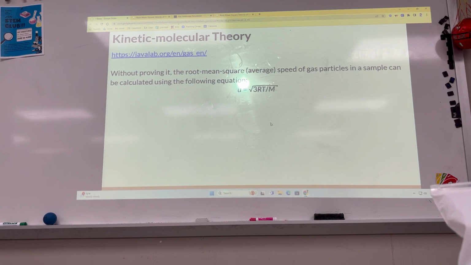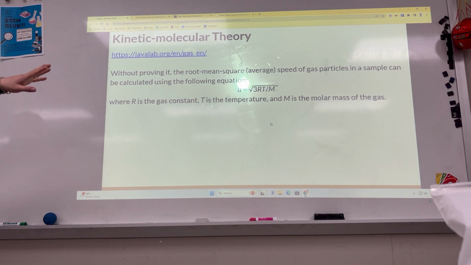What is capital M? Is that molar? Molar mass. Yeah. All under the square root. What does T stand for? Temperature. What does R stand for? Okay, so there you go. There's your key. R is the gas constant, T is the temperature, and M is the molar mass. Okay, so I'm not going to do anything to this equation. This is the equation we're going to use.